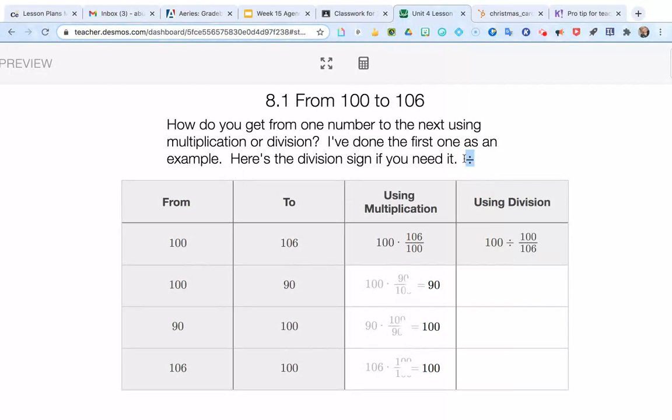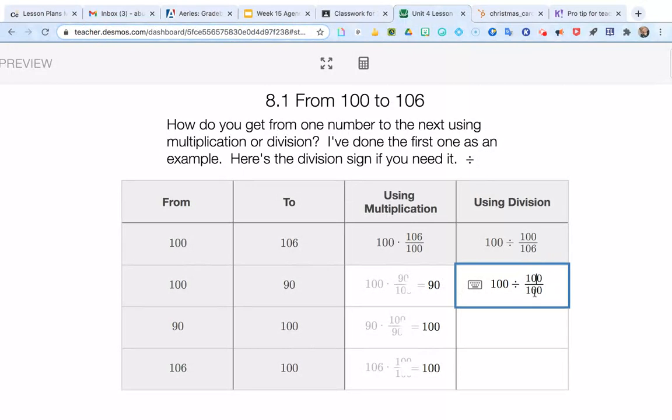For division, you can copy this. So Control C to copy that division symbol. I'm going to take the same problem, so 100. Instead of multiplying, I'm going to paste, so Control V and paste that division symbol. And then instead of 90 over 100, because I'm changing the sign, I have to flip it. So in order to keep my answer the same, I have to flip the second one. Because notice if I keep it 90 over 100, I get a different answer. So if I want to keep my answer and change it to division, I have to flip it.